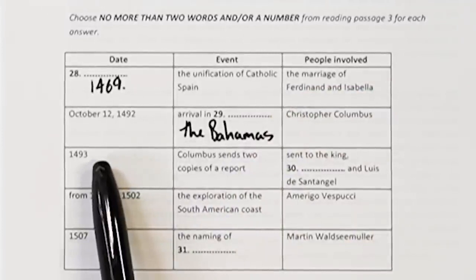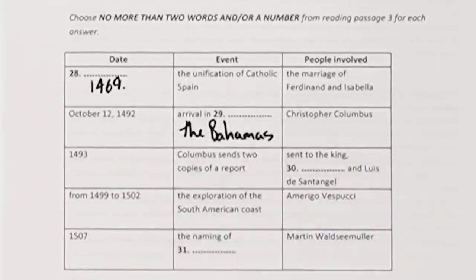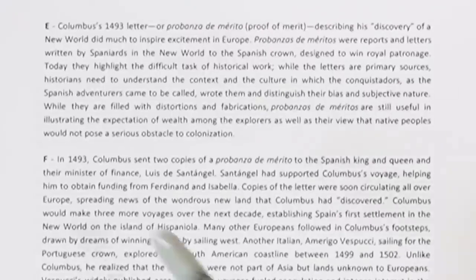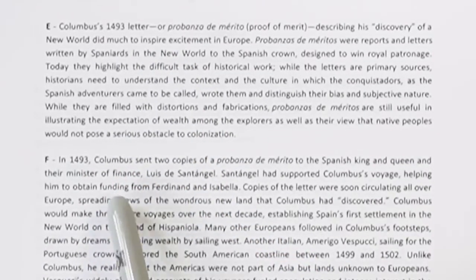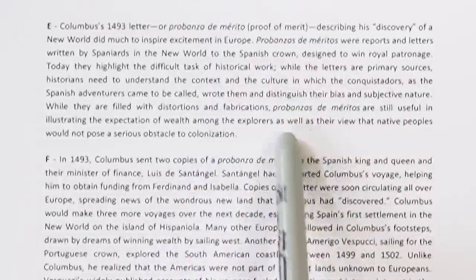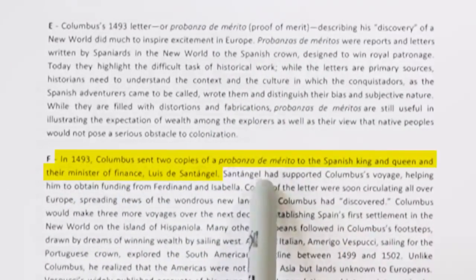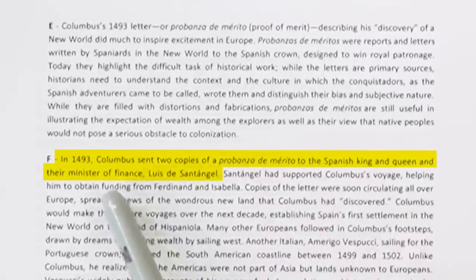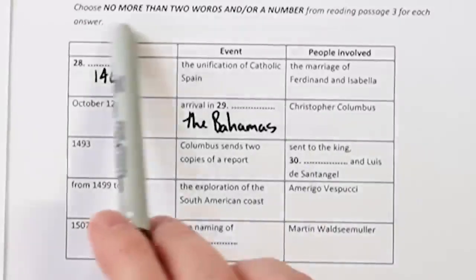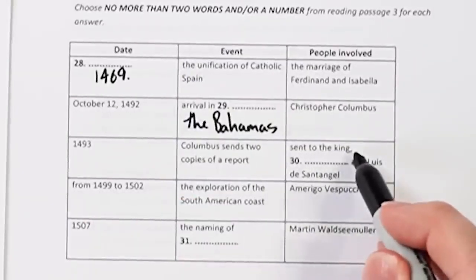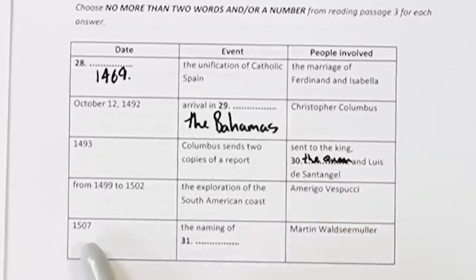Okay, 1493, Columbus sends 2 copies of a report sent to the king. Okay, so let's find 1493. We have it here, Columbus's 1493 letter. So he sent it to Louis. Who else did he send it to? Okay, so it's not here. There's nothing here. And it's actually because in 1493 he sent 2 copies of something, Probanza de Merito, to the king and queen and their minister of finance, Louis. Oh, so it's minister of finance to the king and queen. No more than 2 words. So sent to the king and the queen. So you can skip this one.